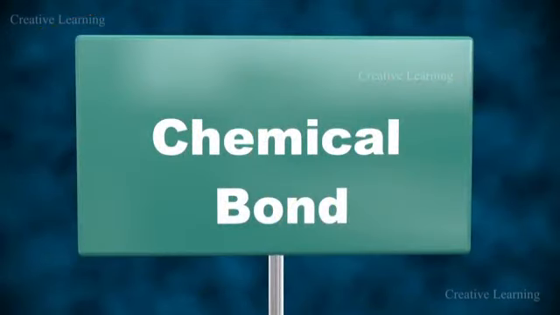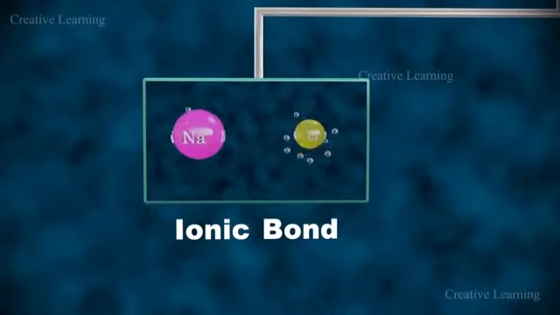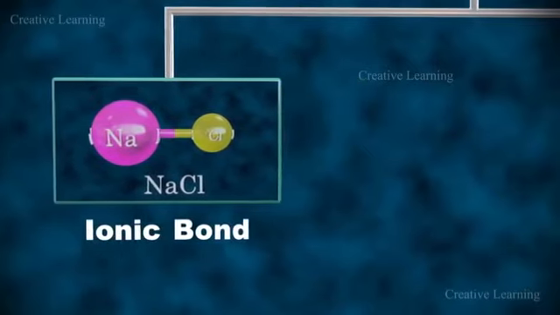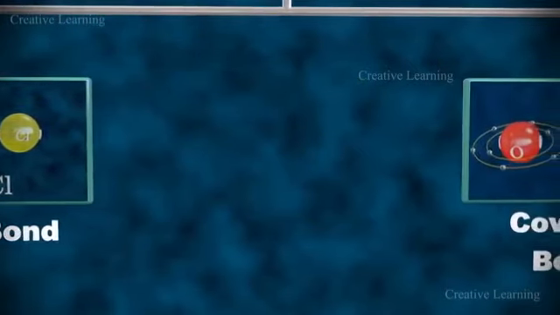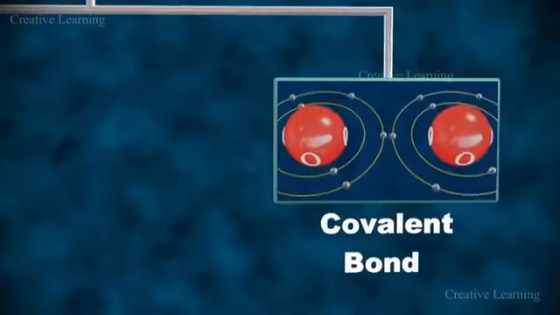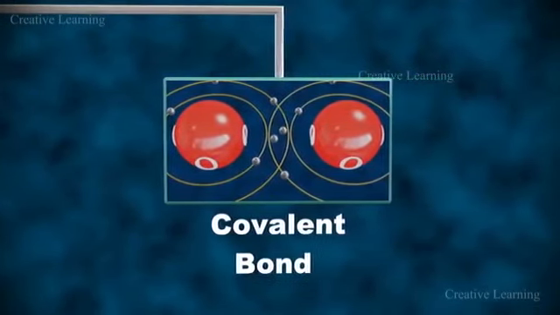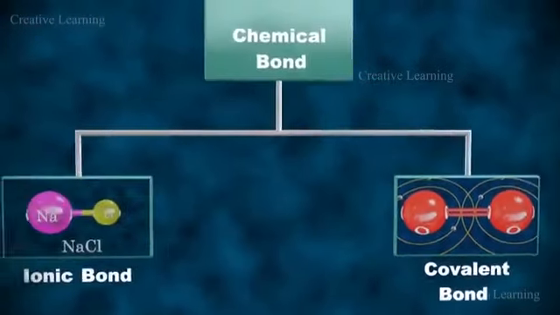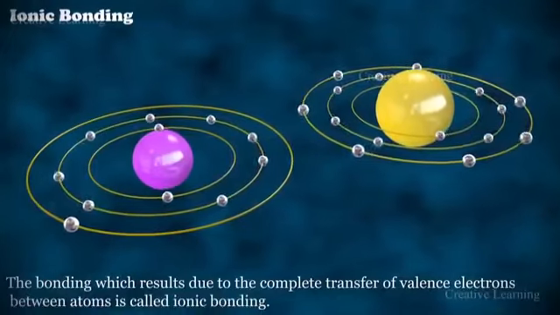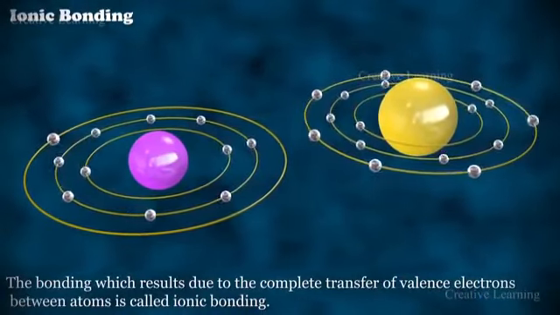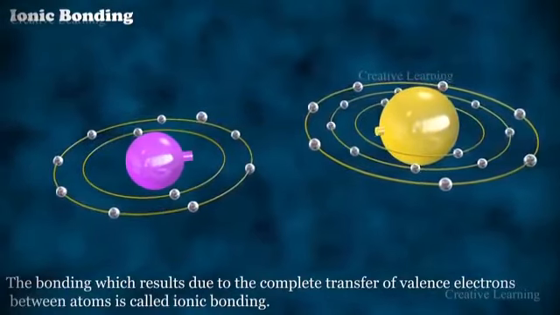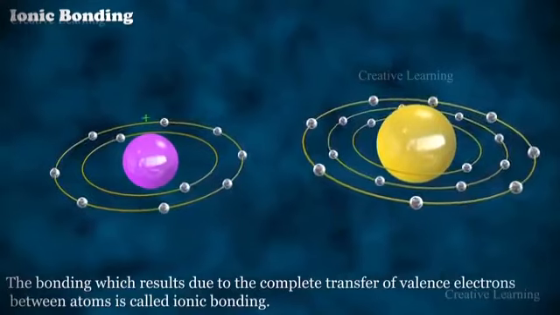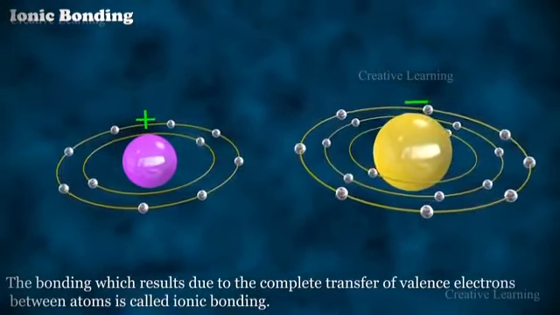The chemical bonds are broadly classified as ionic bond and covalent bond. Let us discuss these chemical bonds in detail in this module. The bonding which results due to the complete transfer of valence electrons between atoms is called ionic bonding. It is a type of chemical bond that generates two oppositely charged ions.